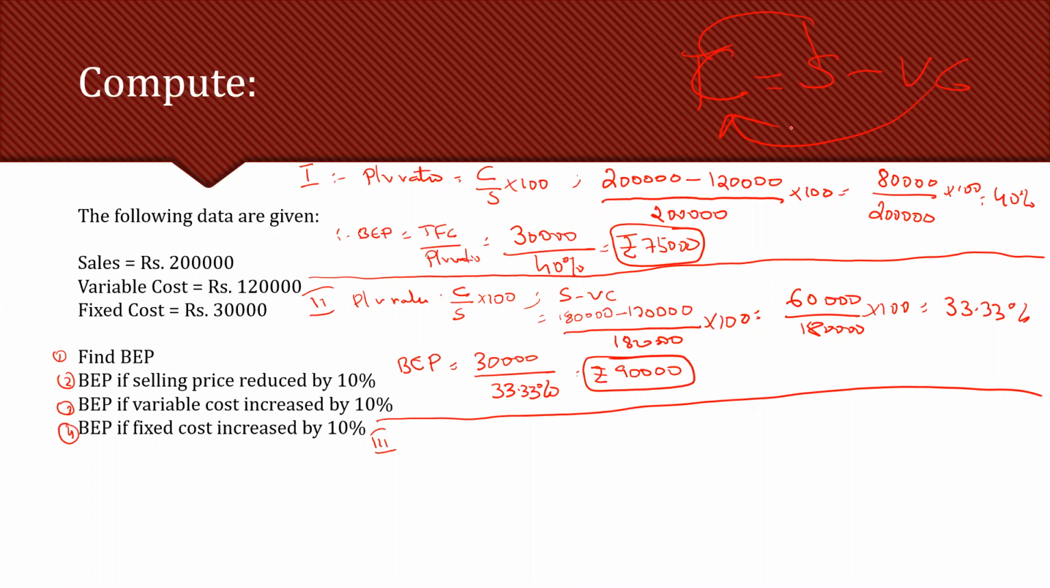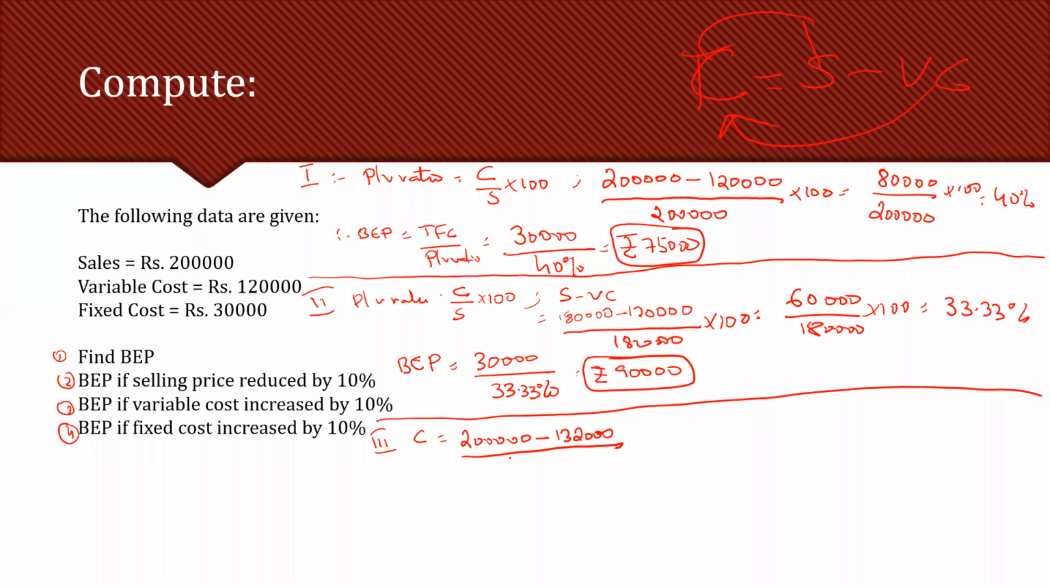So let us see how it affects. In this case, what is the contribution? Third case: variable cost is increasing by 10%. Selling price has no change. So contribution is sales minus variable cost. Sales is the same, only 2 lakh. Variable cost is increasing by 10%. What is 10% of variable cost? 12,000, right? Yes. So you have to add that to the present variable cost. So variable cost will become 1,32,000.